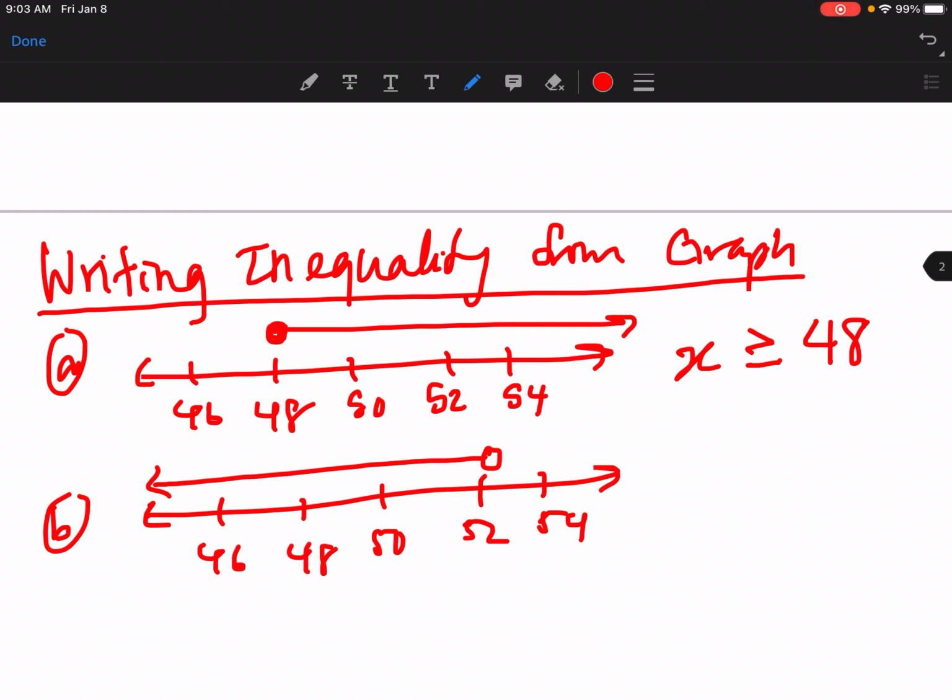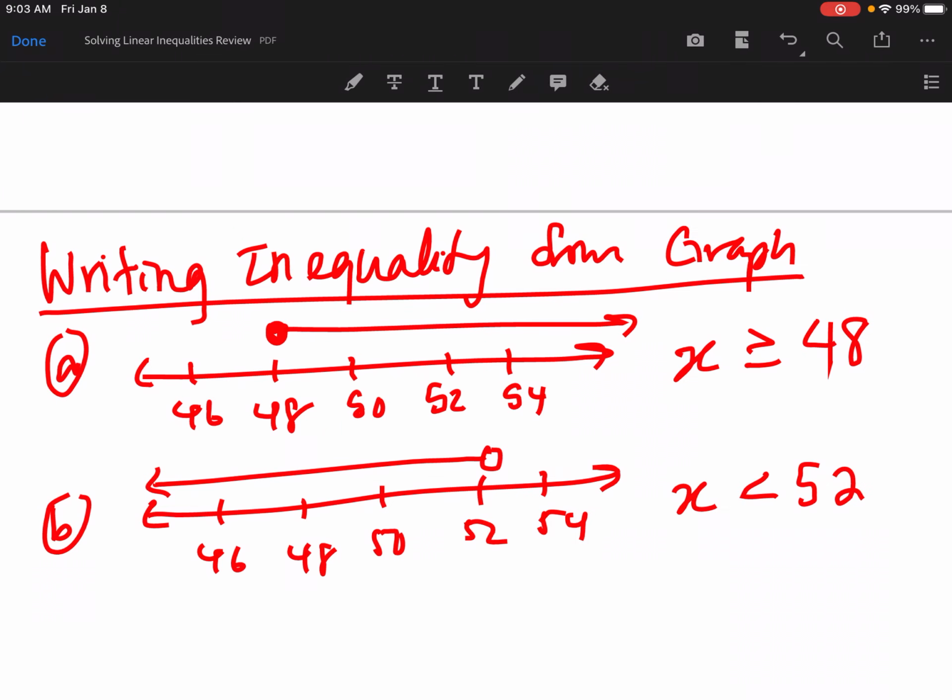For the second one, this time I'm going to pick a variable x again. This time it is pointed to the left, therefore it is less than, and I will not have the equal to sign because it's an open circle. So x is less than 52.